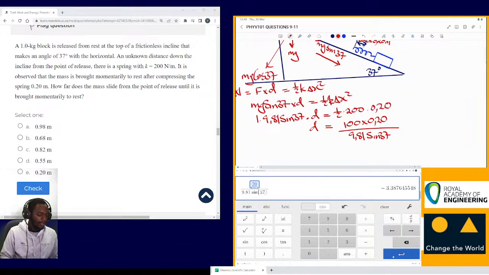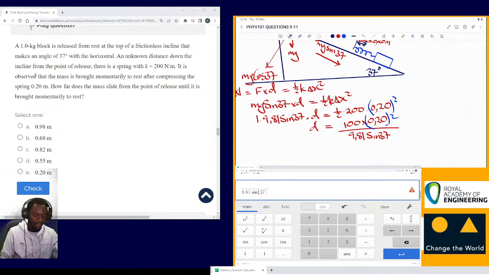Nine 9.81, we get... oh, I forgot to square that value. So this is squared, this is squared. Correct that. That should be 100.